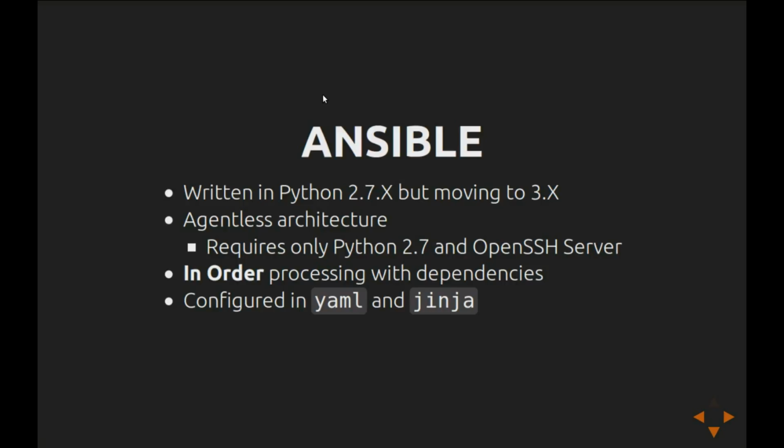Ansible is currently written in Python 2.7.x, but is currently being ported to Python 3. Unlike Puppet, it uses what's called an agentless architecture. That means you don't have to install anything on machines that you want to manage.